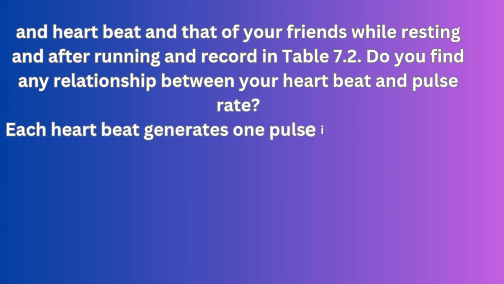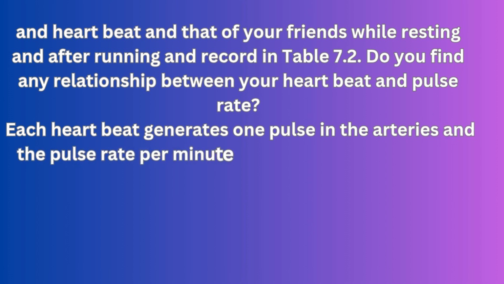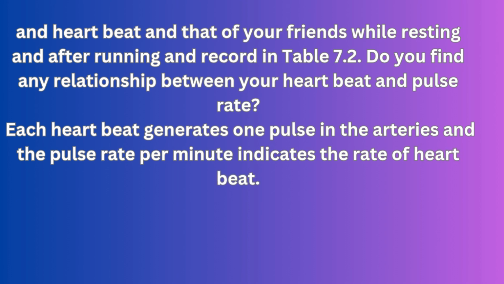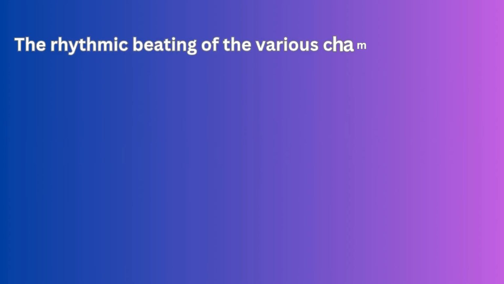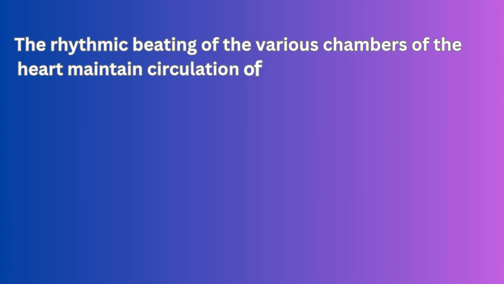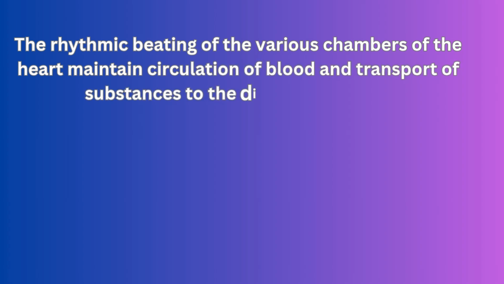Each heartbeat generates one pulse in the arteries, and the pulse rate per minute indicates the rate of heartbeat. The rhythmic beating of the various chambers of the heart maintains a circulation of blood and transport of all substances to the different parts of the body.